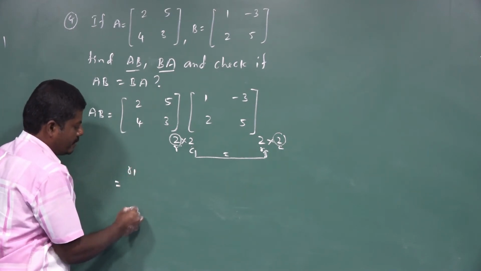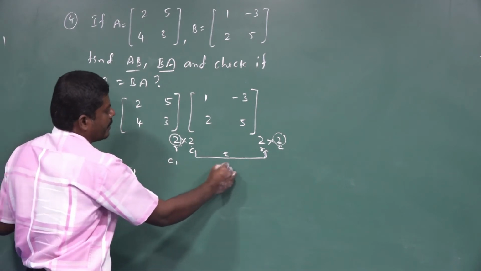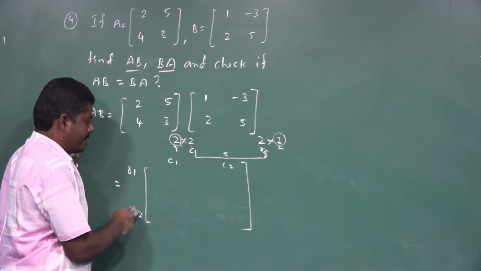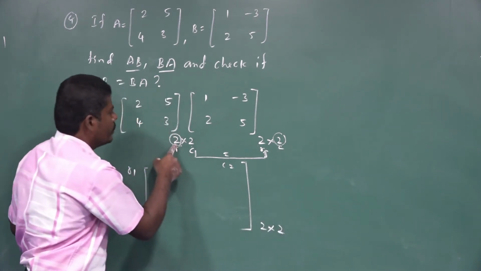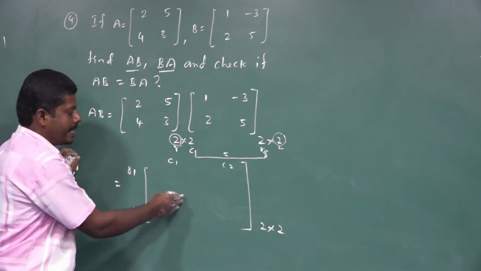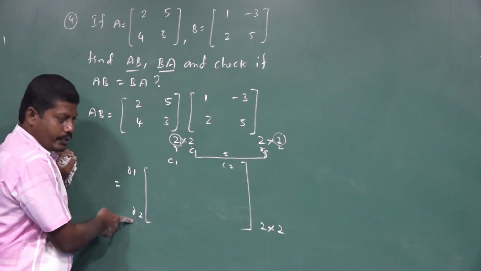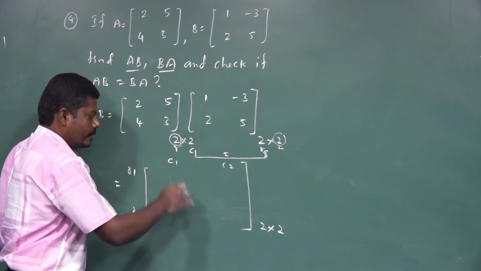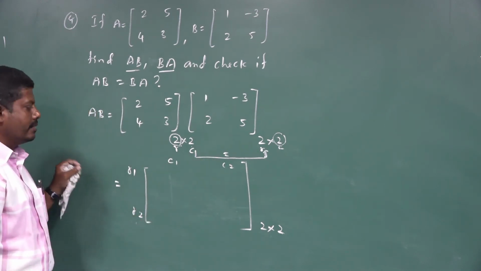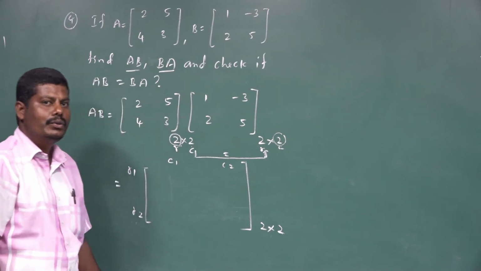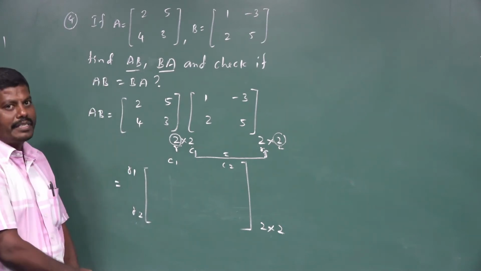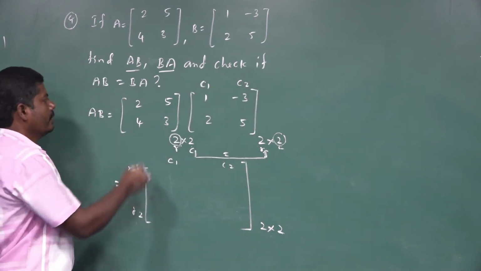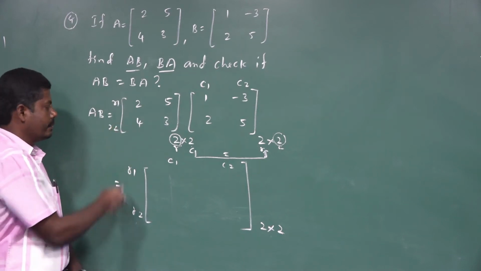That means row 1, row 2, column 1 and column 2. The result matrix order is 2 by 2. Row 1, row 2 and column 1, column 2. Understand? Now we are going to multiply these two matrices. This is column 1, this is column 2. This is row 1, this is row 2.